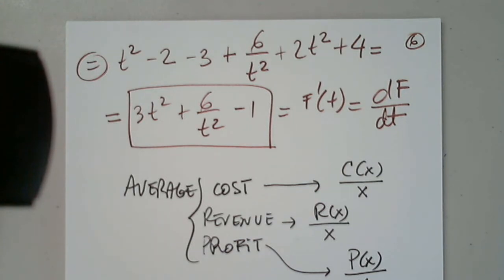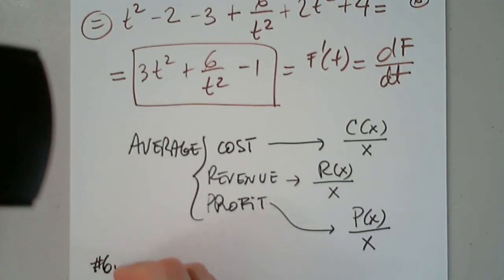Okay, so now let's choose. Okay, average profit, population growth, you choose. So let's work on a word problem and then move on. 60, very good. So let's look at 60. Average profit.